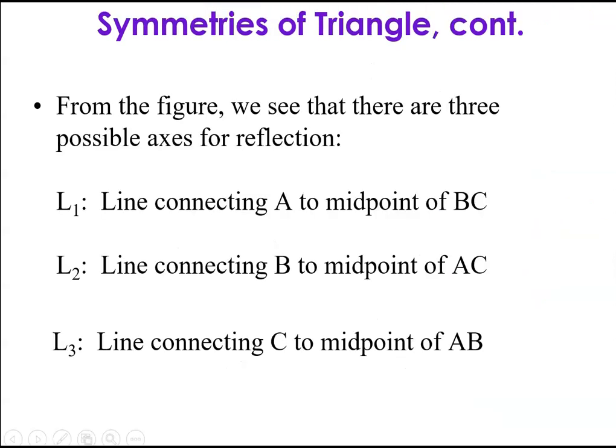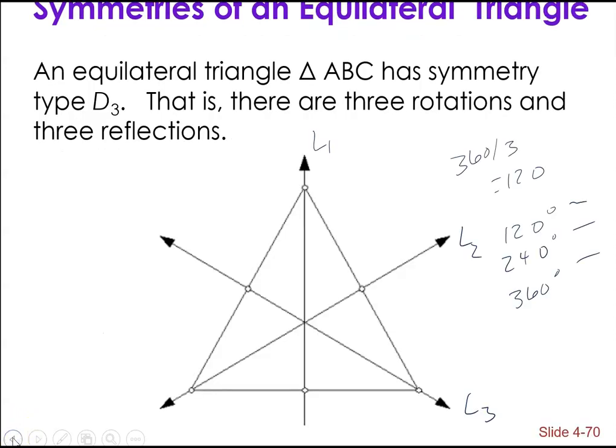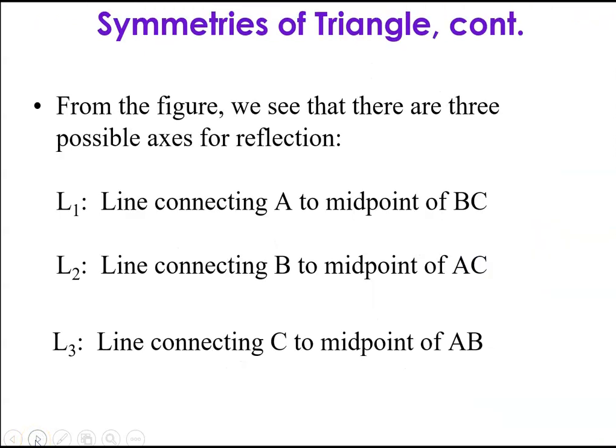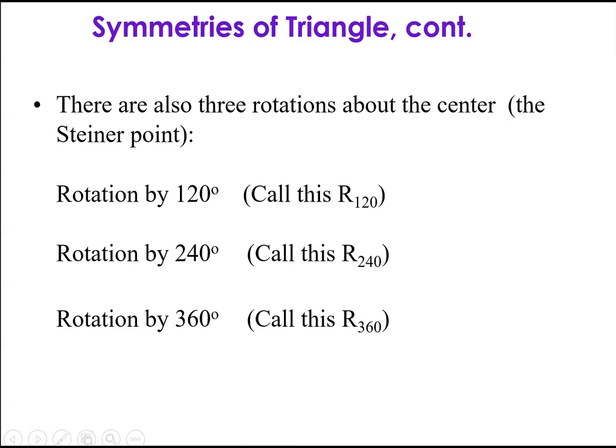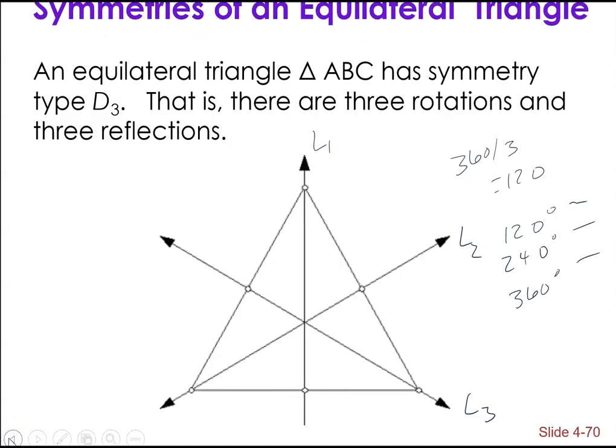So this just wraps up or summarizes what I was talking about with the reflections, L1, L2, L3. I think I actually labeled them slightly different than that. So they said L1 is the line A to the midpoint of BC. I didn't put A, B, and C on there, but that's what they're referring to, those lines right on there. And then again, this is talking about the 3 rotations of 120 degrees, which is about the center. And the center in this case, hopefully you realize, would be right here. That's the rotocenter.